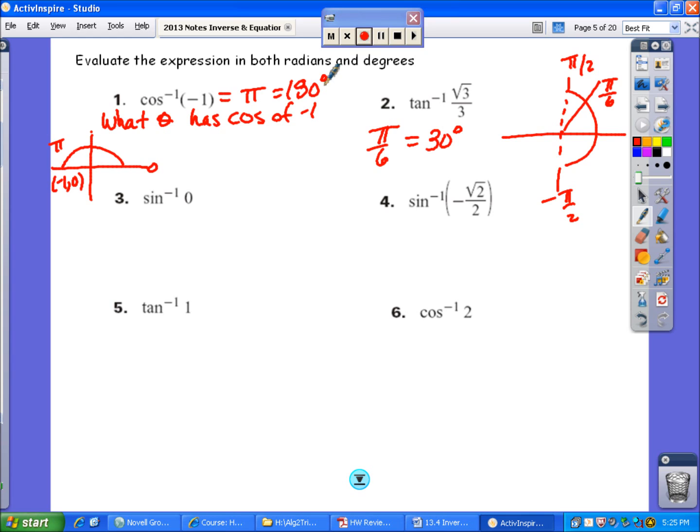Alright, inverse sine of 0. Think again here. What are the restrictions on sine? It's between negative pi over 2 and positive pi over 2. Where is our y coordinate 0? At 1, 0, so the sine of 0 equals 0. So my angle here is 0 degrees, which is also 0 radians.